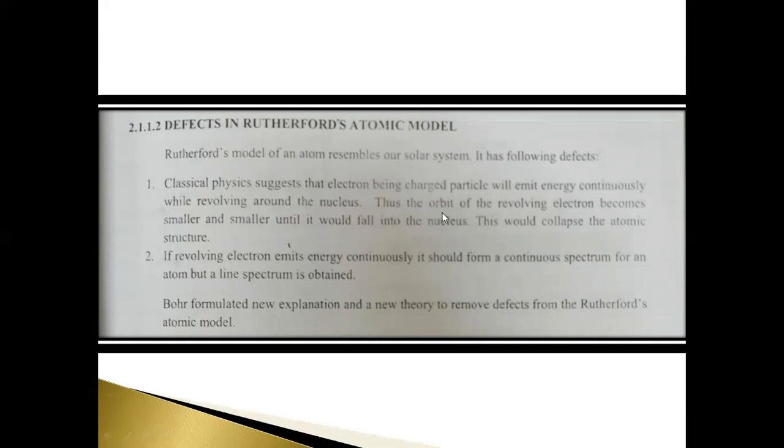So this must happen that the orbit of the revolving electron becomes smaller and smaller until the electron must fall into the nucleus and this would collapse the atomic structure. So the atom will collapse, the atom will be destroyed. If the electron falls down into the nucleus, what will happen? The structure of the atom will collapse. This is one of the drawbacks of the Rutherford model.